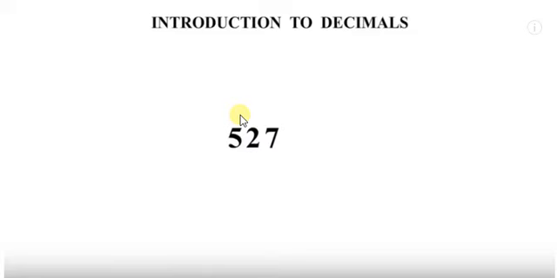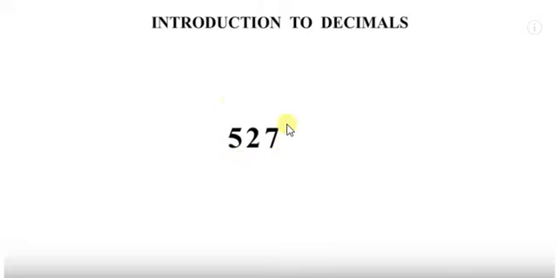Decimals. Introduction to decimals. As you know, decimals and whole numbers are actually connected. Whole numbers make whole things, and decimals make fractions of things. So look at this number here. It is 527. It is actually a whole number.